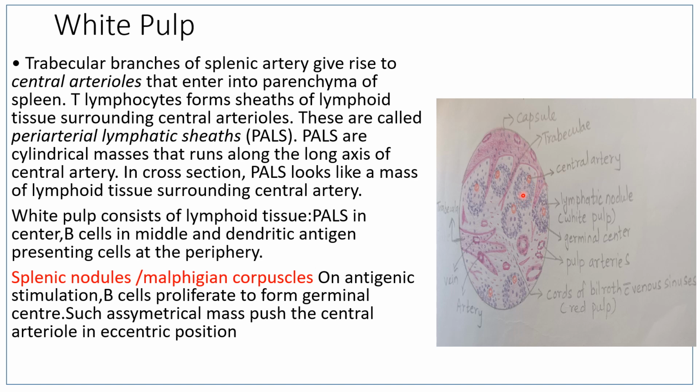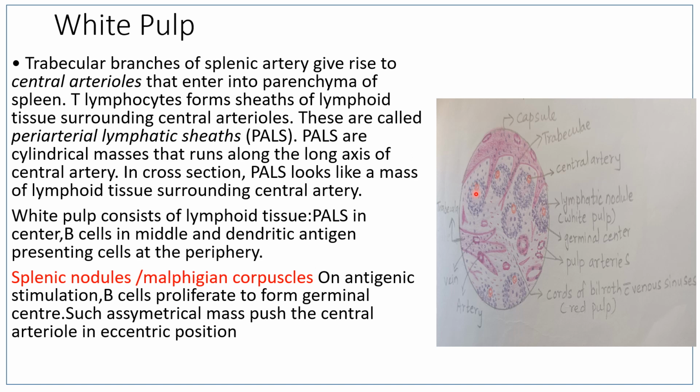Once the spleen is exposed to antigen, then there is formation and proliferation of B lymphocytes and it forms the germinal center. So we can see the central part of this lymphatic follicle is pale staining. So the central part is germinal center. So the proliferating B cells will push the central arteriole to the periphery.